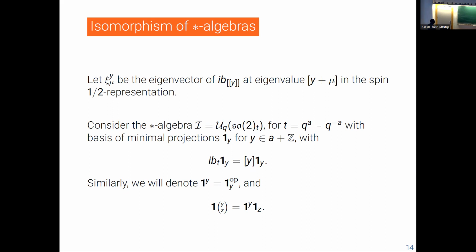And we do the same thing for the I up, and we get this. So now we need, for this case, we denote by 1 yz, which is the product where 1y here is this one, and yz here is the minimal projection here.